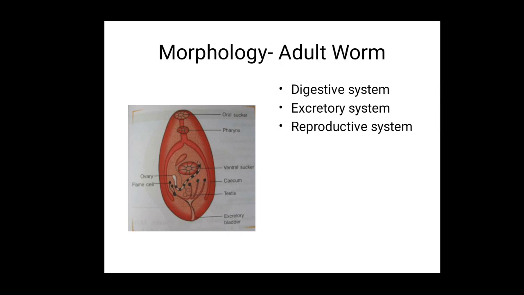Then you have the excretory system. The excretory system is well developed. It has flame cells, these black dots, which are draining into the excretory bladder. And then you have the reproductive system, which is also well developed. It has the ovary and the testis, and the worm is a hermaphrodite, that is, both sexes are present in the same worm.